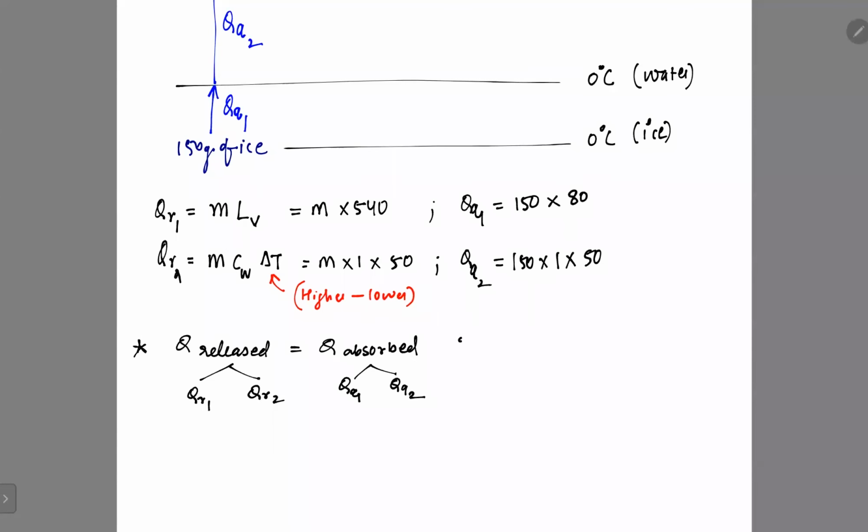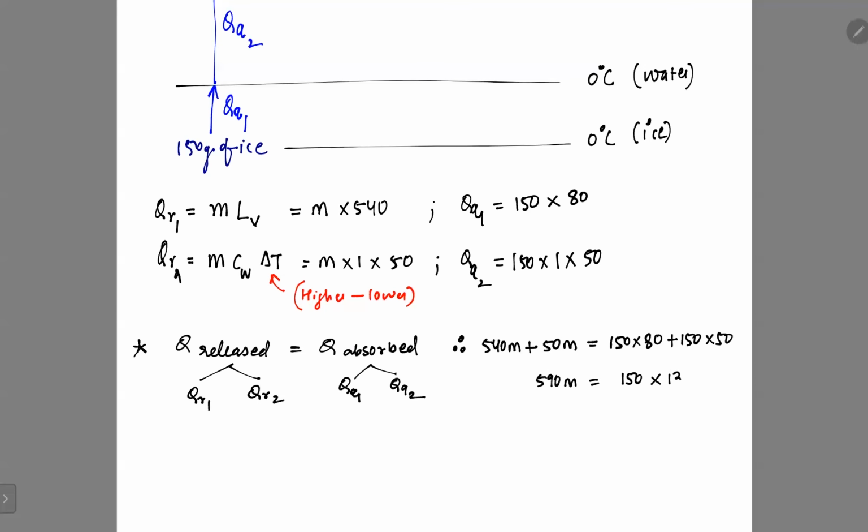Therefore, what do I have is Q released 1, which is 540 M plus 50 M, is equal to 150 into 80 plus 150 into 50. Do you get that? Yes, sir. Now this becomes 590 M is equal to 150 common nikala.